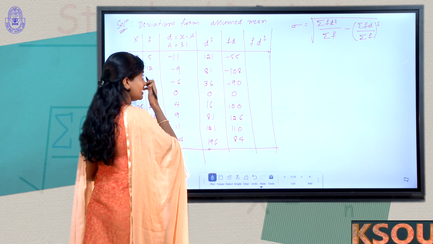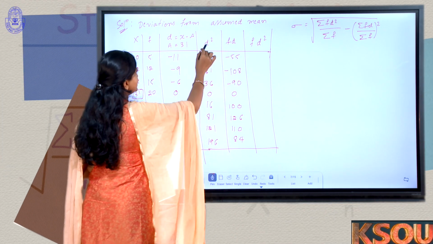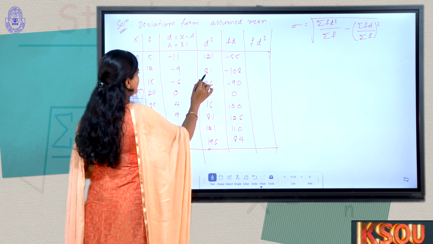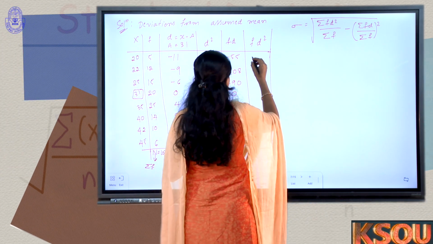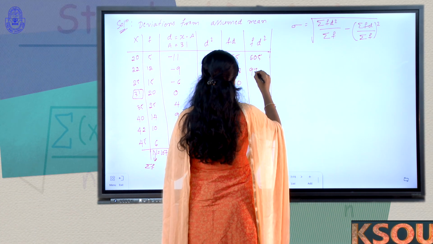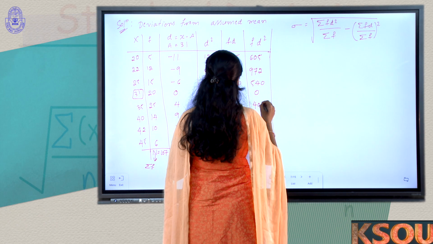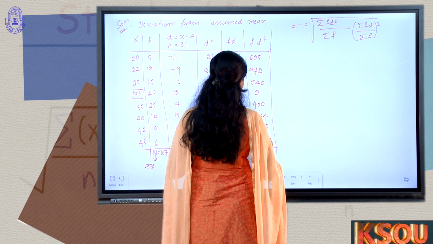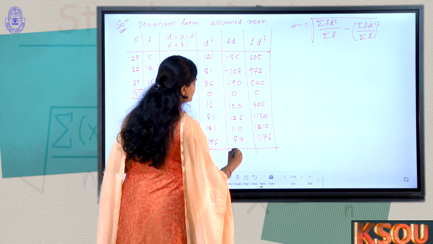At the same time, you will have to calculate fd square. For that you will have to take f values and d square values. For the first one it is 5 into 121, then 12 into 81, 15 into 36, like that you will have to calculate the values. So we are going to get the values like 605, 972, 540, 0, 400, 1134, 1210, 1176.